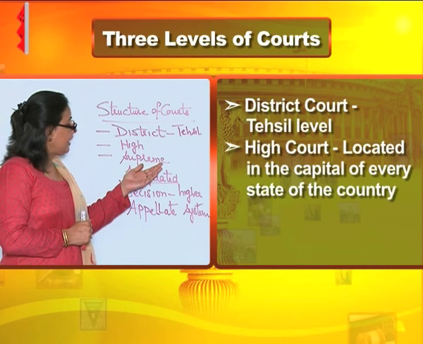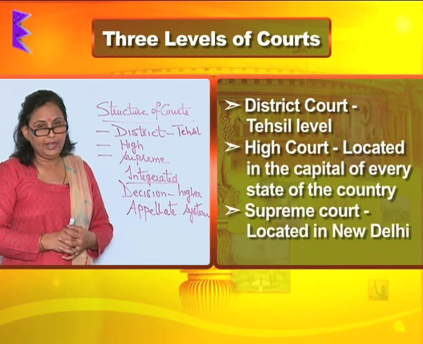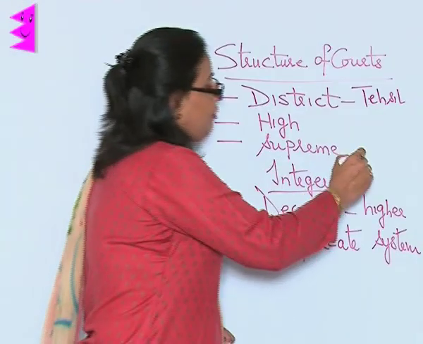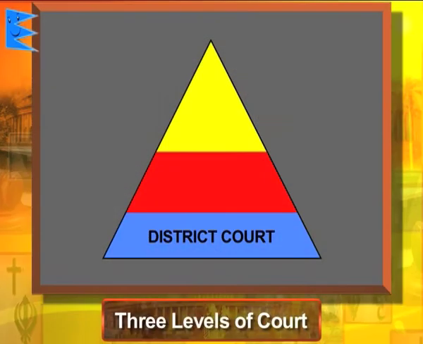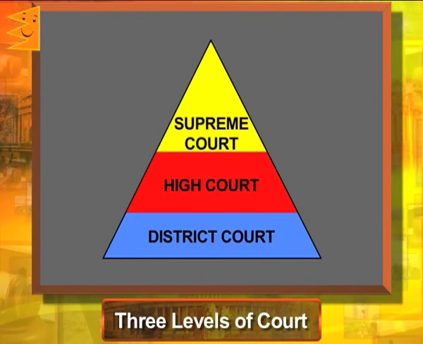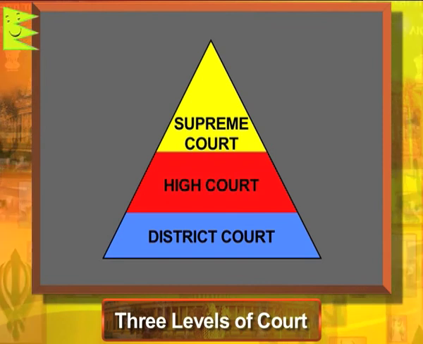The highest body is the Supreme Court, which is located in New Delhi, the capital of India. So, the structure of courts in India is of three levels: the district court, the high court and the Supreme Court. The decision of the Supreme Court is final.